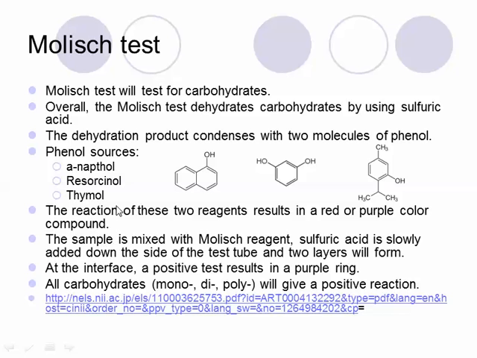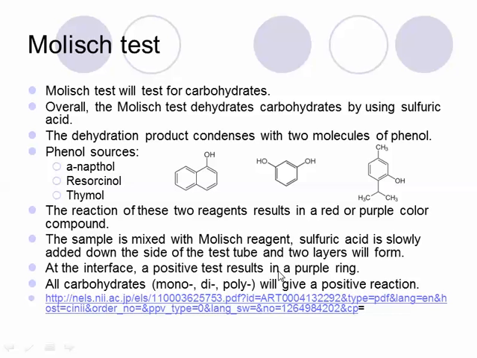The reaction of those two reagents, if I take that phenol, react it with the dehydrated product, it gives me a nice red or purple color as far as the test tube goes. So the sample's mixed with Molish, sulfuric acid is slowly added down the side of the tube, and 2 layers will form. At the interface, a positive test means purple ring. That is what you're looking for.